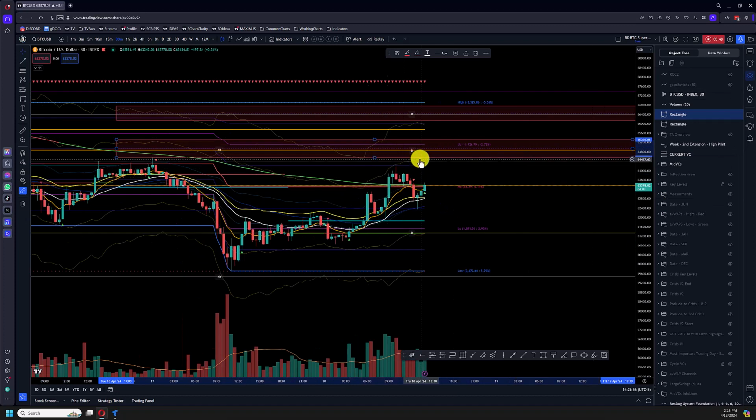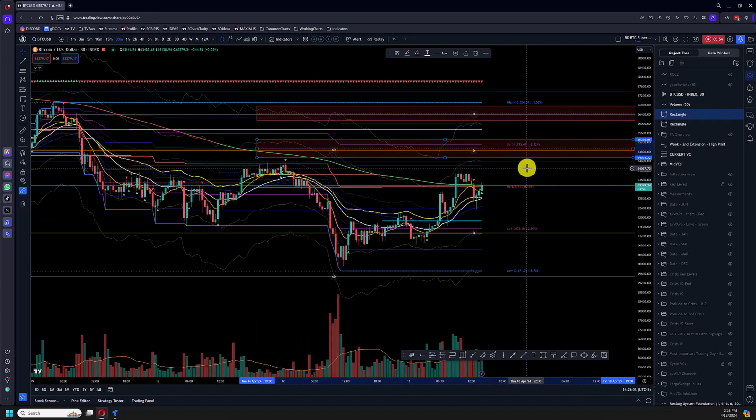So for me, I'm watching these zones. What happens in these reaction zones? On the upside, those are the reaction zones that I'm watching for. If I was trading futures in Bitcoin, I would maybe be shorting in those areas. It all depends on what happens on a lower time frame, like the 15 and 5-minute time frame.